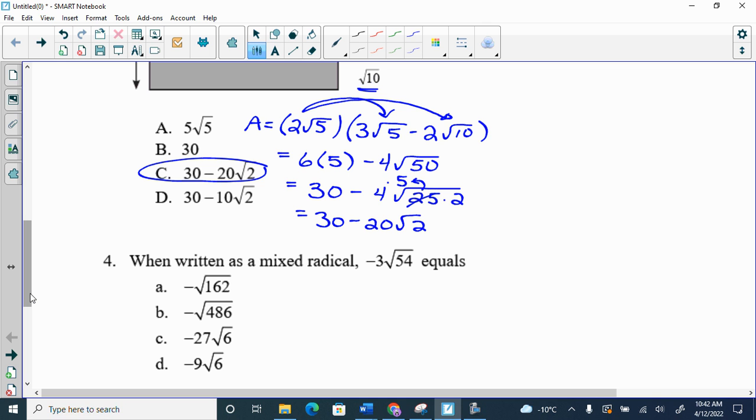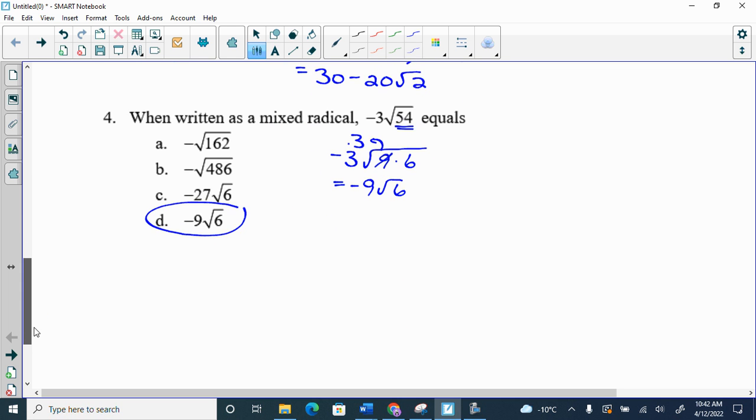Now, when written as a mixed radical, this equals. Mixed radical means reduced radical. Entire radical means everything's underneath the radical, right? Mixed radical means you reduce the radical. So I take root 54 and I can break it down into 9 and 6. The 9 comes out and it's a 3. And I get negative 9 root 6, which is D. Then we flip over.